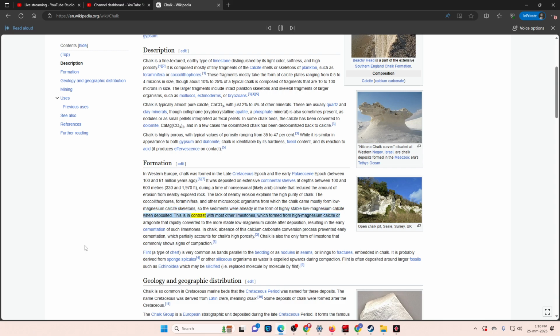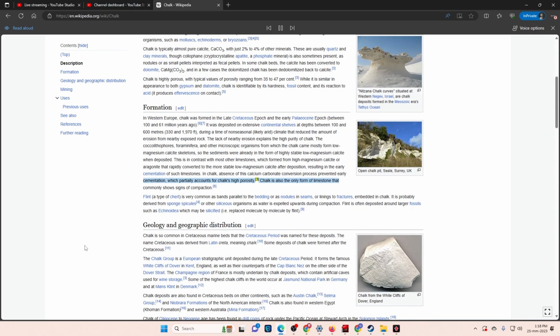This is in contrast with most other limestones, which formed from high-magnesium calcite or aragonite that rapidly converted to the more stable low-magnesium calcite after deposition, resulting in the early cementation of such limestones. In chalk, absence of this calcium carbonate conversion process prevented early cementation, which partially accounts for chalk's high porosity. Chalk is also the only form of limestone that commonly shows signs of compaction.